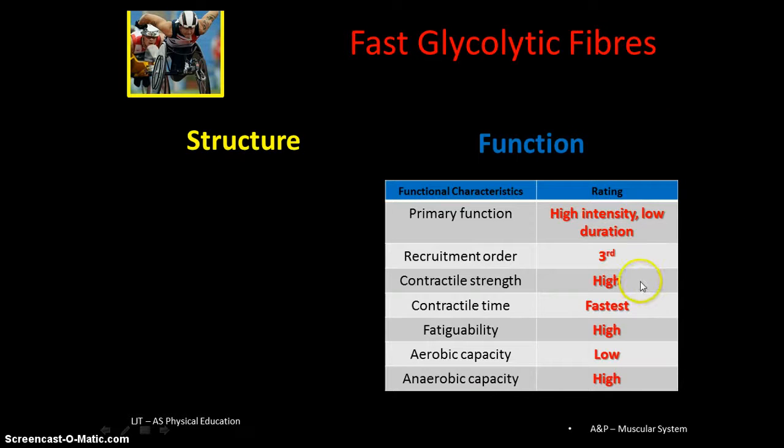They have the highest contractile strength, so they can generate the biggest forces. They're the quickest contractors, so they contract quite quickly. They have the highest fatigability, so they get tired because of lactic acid build up very quickly. They have the lowest aerobic capacity, so they don't really use oxygen, but they can work anaerobically really well. So that's the job, that's how they work, and we just need to look at how are they built to be able to do those jobs?